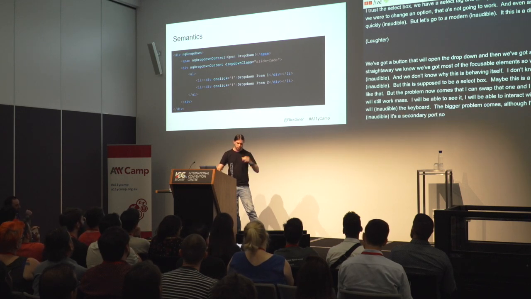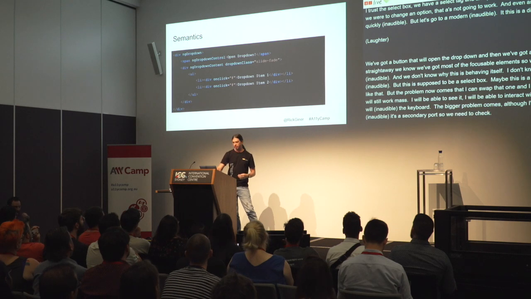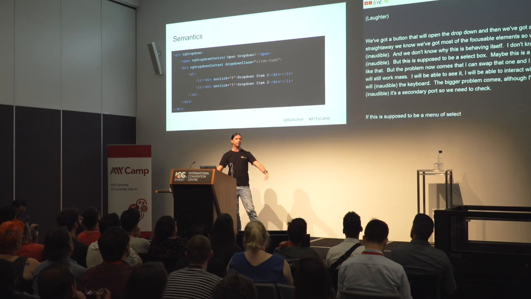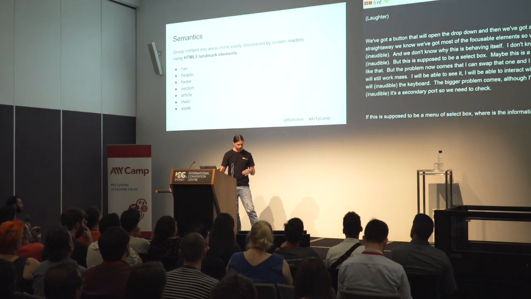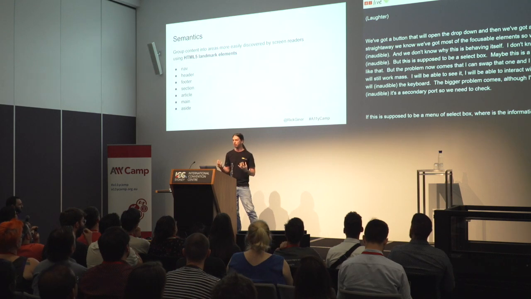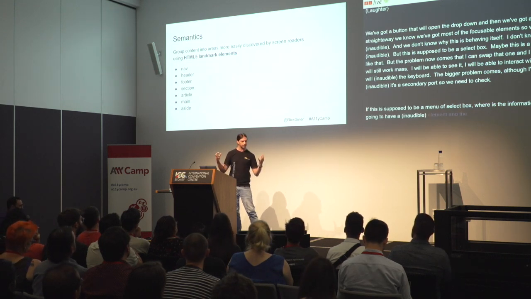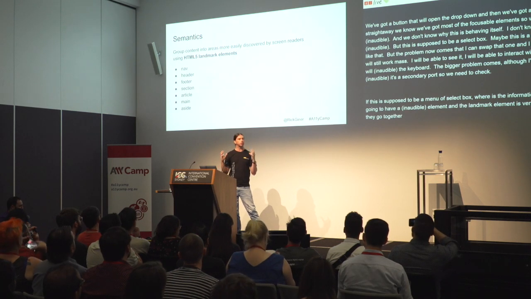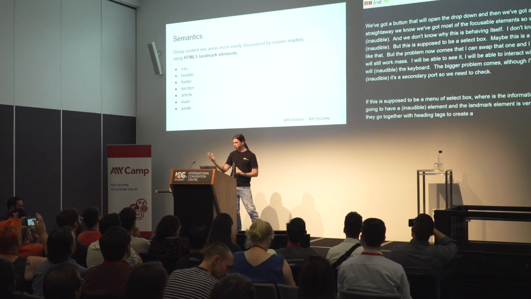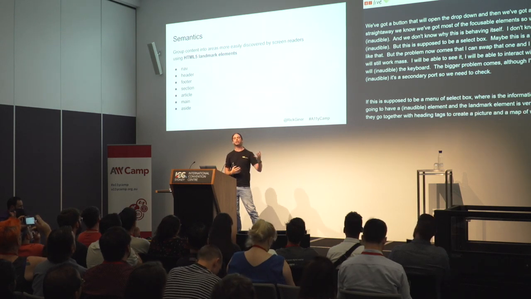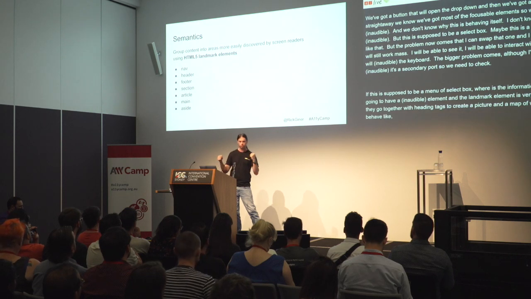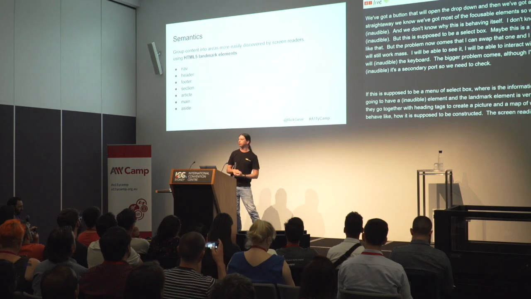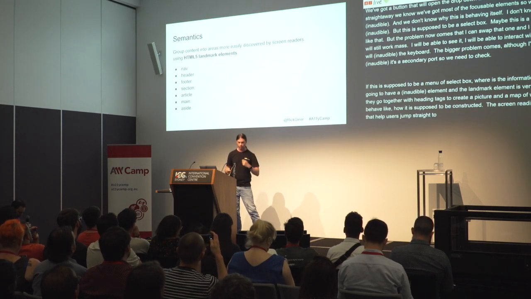And if this is supposed to be a menu rather than a select box, where's the information there that's telling me that? We could have a nav landmark element, for example. And the landmark elements are really, really powerful because they go together with heading tags, logical heading tags, to create a picture and a map of what our website is going to behave like, how it's supposed to be constructed. And screen readers have special shortcuts that help users jump straight to these points. So if I want to go back to my nav, I can. If I want to go to the footer or the main part, I can easily and quickly do that.